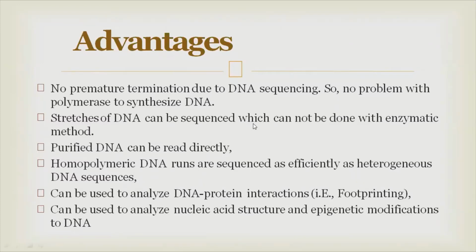There is a chemical degradation happening in our tube in the Maxam-Gilbert method. So long stretches of DNA can be sequenced which cannot be done with the enzymatic method. Purified DNA can be read directly. Homopolymeric DNA runs are sequenced as efficiently as heterogeneous DNA sequences, so both types can be sequenced with this method. It can be used to analyze DNA-protein interaction, which is required for footprinting. Footprinting is a method that tells you about DNA and protein interaction. It can also be used to analyze nucleic acid structure and epigenetic modifications to DNA. All these are advantages of the Maxam-Gilbert method.